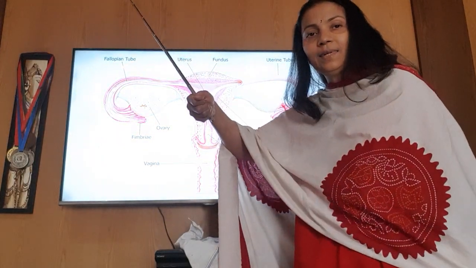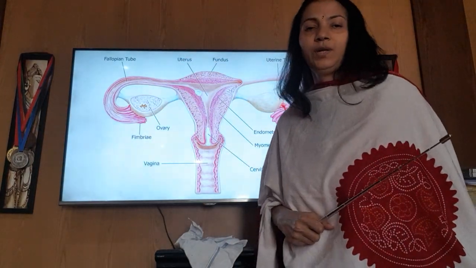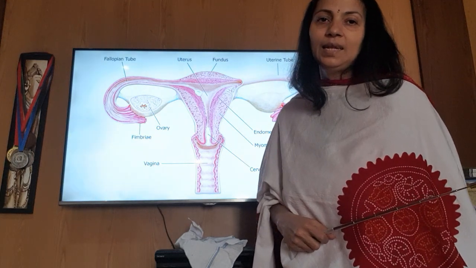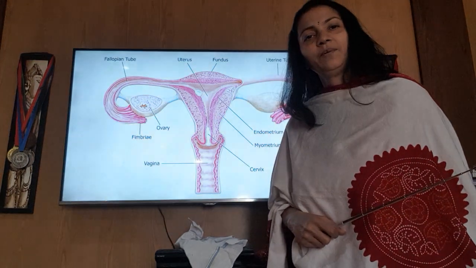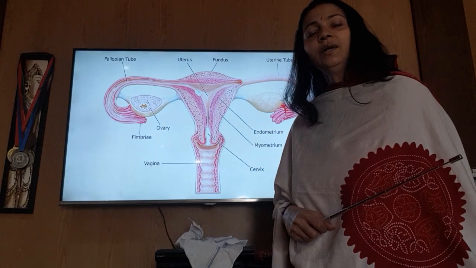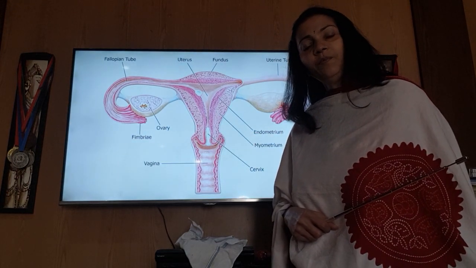it like this, isn't it? It is suspending the ovary, so it is called the suspensory ligament of the ovary. So these were the ligaments of the ovary.